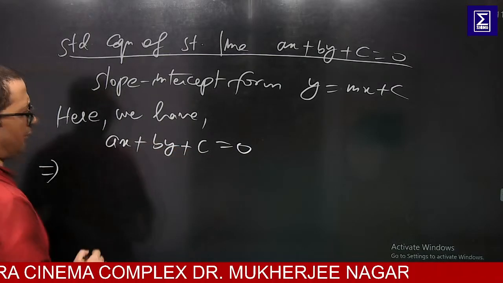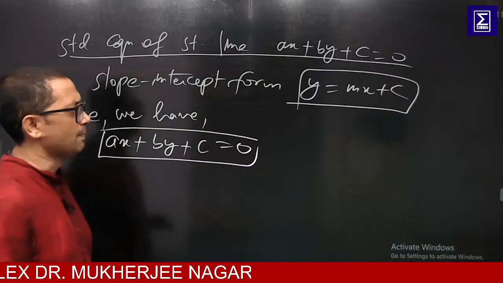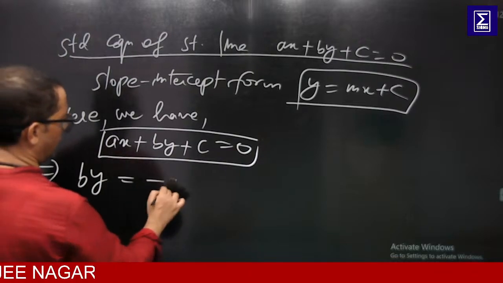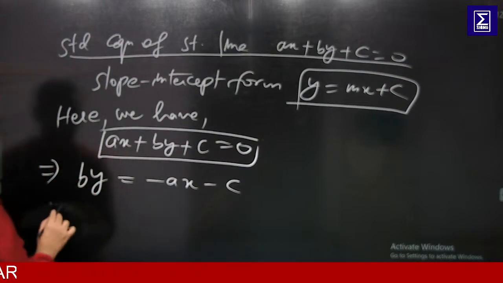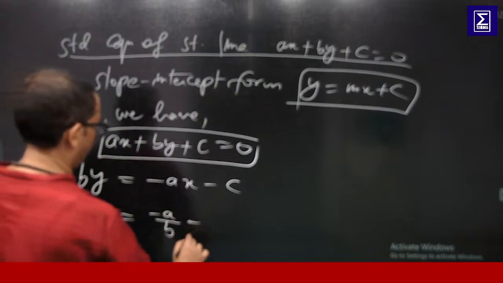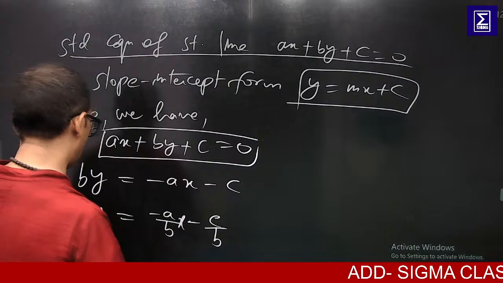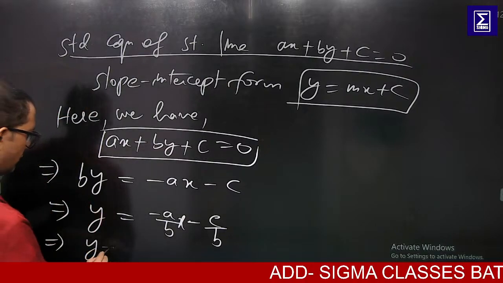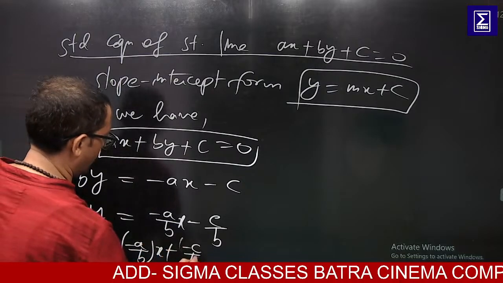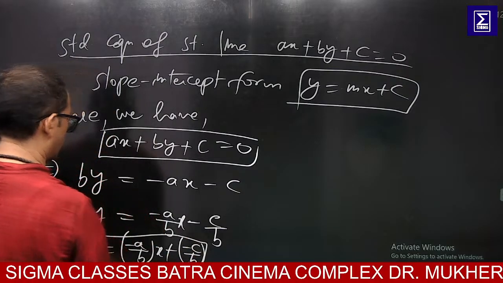So if we want to compare this one with this slope intercept form, we will put this coefficient free. So by will be equal to nothing but minus ax minus c. Next will be y will be minus a over b times x plus minus c over b. If you want to write one more step, y is equal to minus a over b times x plus minus c over b. So this is nothing but slope intercept form.